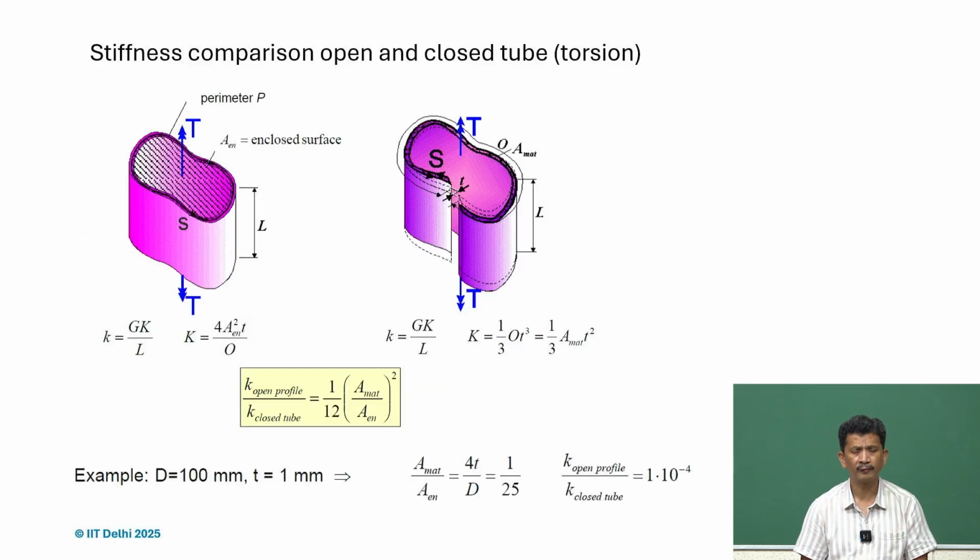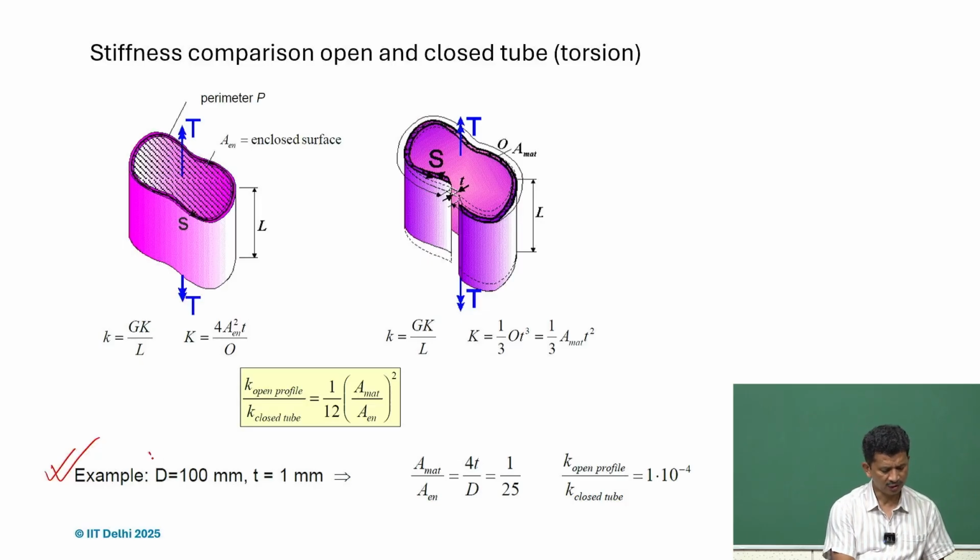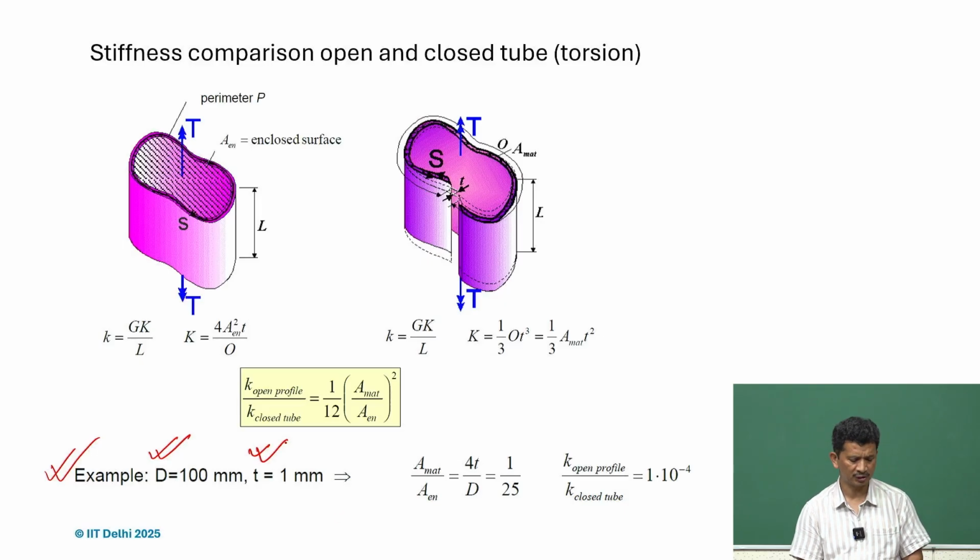Just to understand that, let's take one example: a circular thin tube with the same dimensions, diameter 100 millimeter and thickness 1 millimeter, but one is closed and the other one is open.